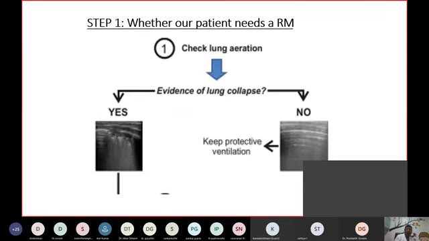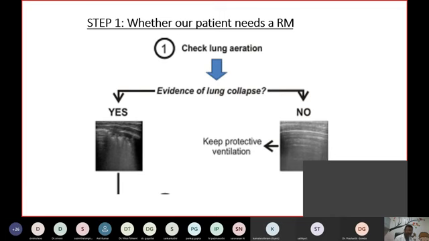In the first step, you need to see whether you require a recruitment maneuver. You are going to require it only if your lung is collapsed. With ultrasound, you see whether the areas of the lungs are normally aerated or collapsed. If there is normal aeration, you are not going to require any recruitment maneuver; you continue the same protective ventilation. If you see an area of collapse, like in this image, you have a subpleural area of collapse, alveolar prolapse and a lot of B lines. That is a patient who is going to require a recruitment maneuver.